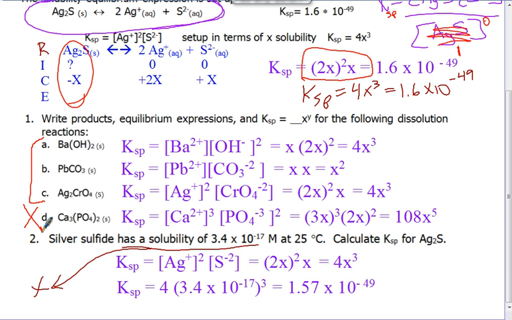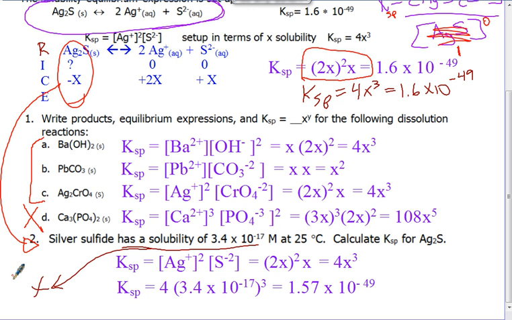x is how soluble it is, right? It's how much of the solid dissolves. So question 2 is actually solving the problem we were setting up. We know the Ksp is equal to 4x cubed, which is also equal to 1.6 times 10 to the minus 49. Silver sulfide has a solubility of 3.4 times 10 to the minus 17. You plug that value in, and you get the Ksp. Or if you divide by 4, you could solve for x, and you'd get the solubility. One leads to the other and back.